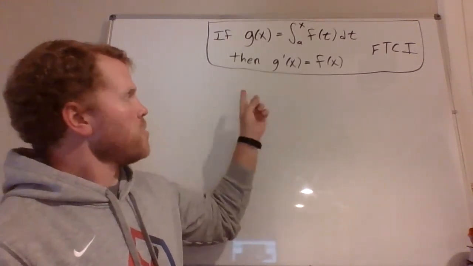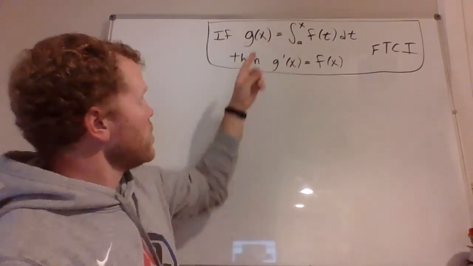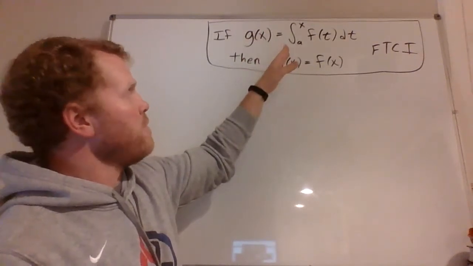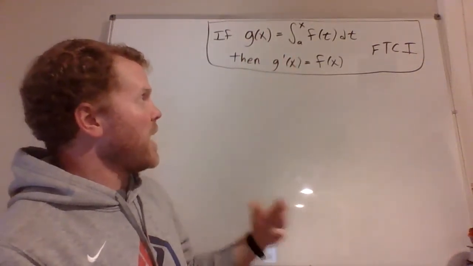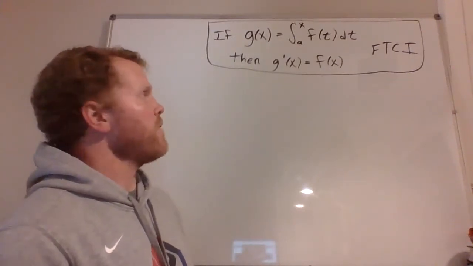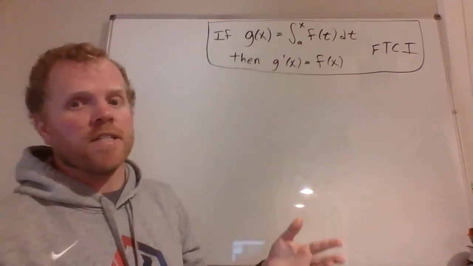So recap slash reminder is what the first fundamental theorem of calculus is, or FTC part 1, which is that if g of x is some accumulator function defined from a to x for some f of t dt, then the derivative of g of x is f of x, and that's FTC 1.